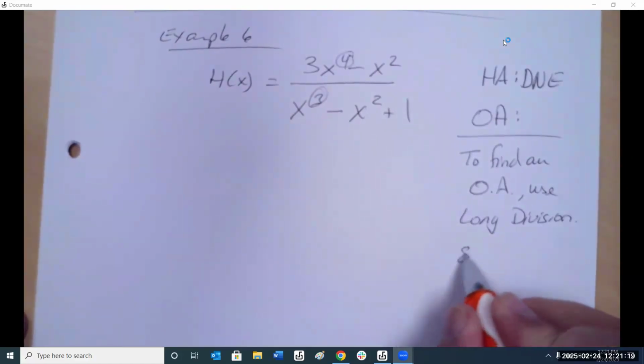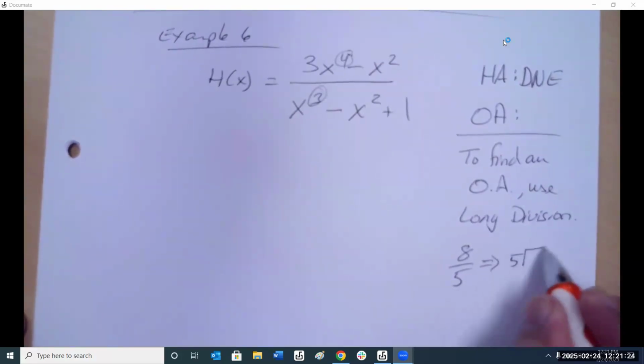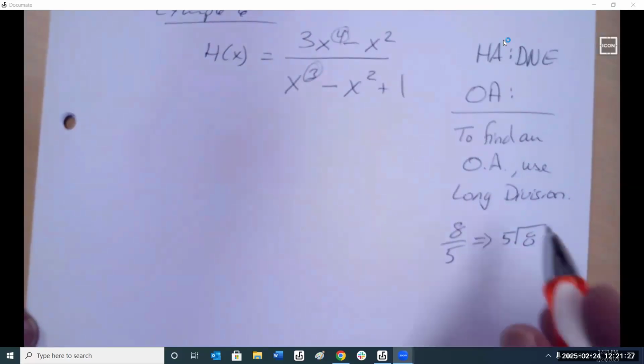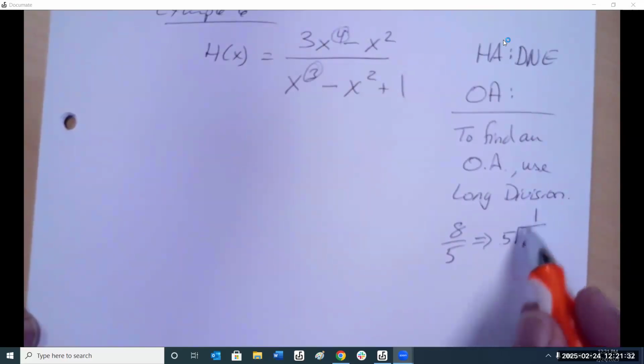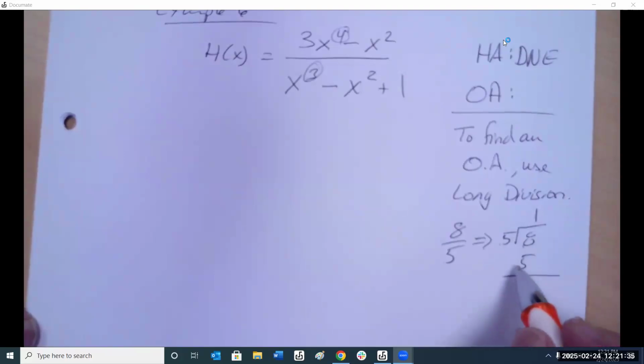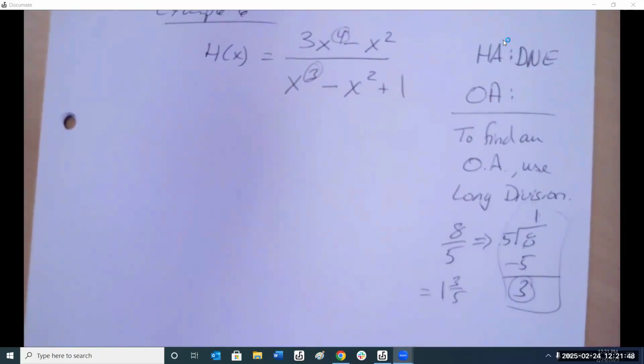So if we had 8 over 5, we can rewrite that as 5 goes into 8. How many times does 5 go into 8? Then what do you do after that? 1 times 5 is 5. Then what? Subtract. So your answer here is 1 and 3 over 5. This is long division right here. I know it sort of stops being fun. It's a lot more fun if it's synthetic division, but we have to use long division here.